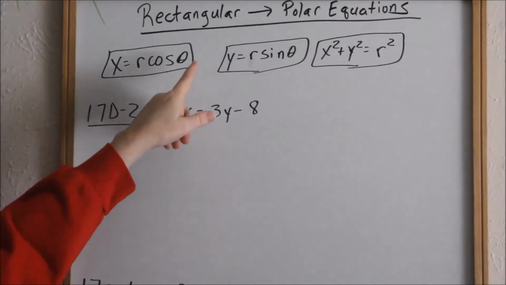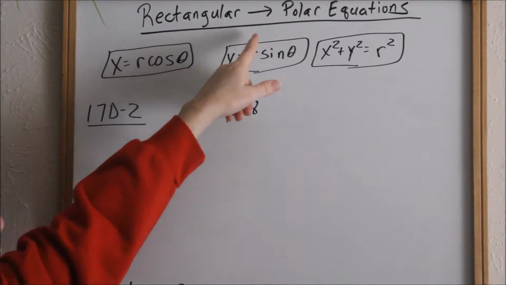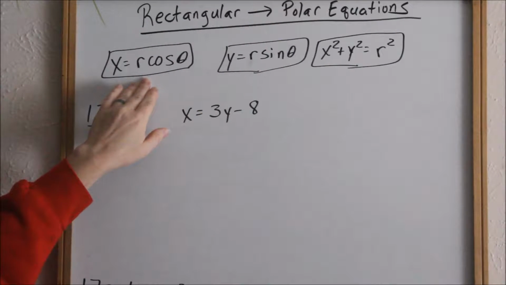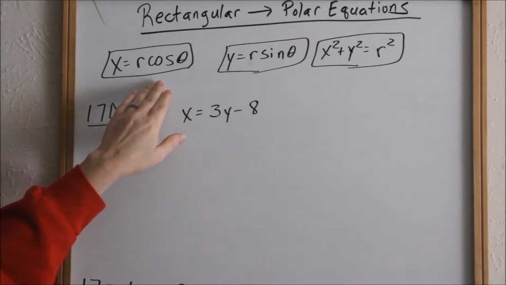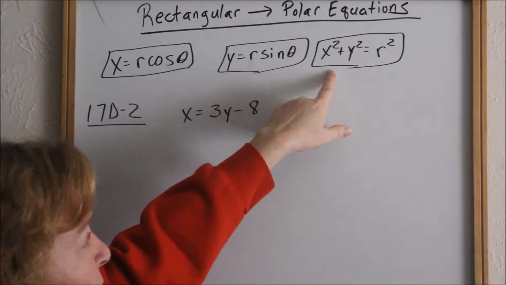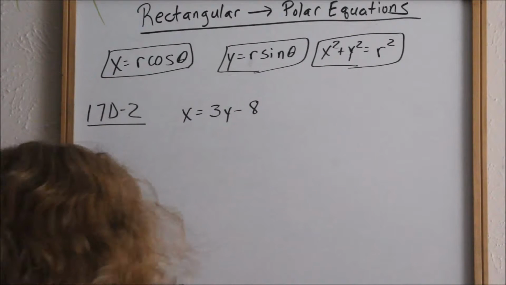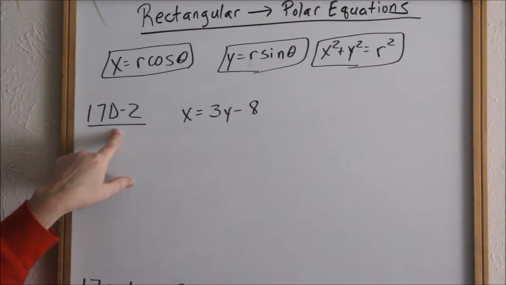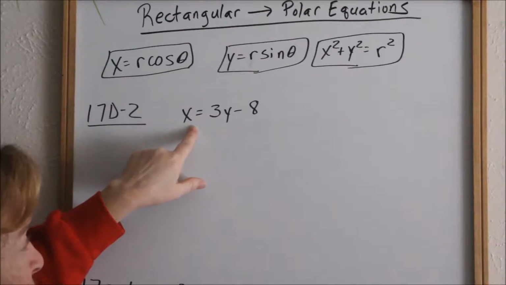Okay, we're going to be taking rectangular equations and converting them into polar equations. Remember, we will use these relationships: x equals r cosine theta, y equals r sine theta, and x squared plus y squared equals r squared. Those came from drawing the triangle. So looking at 17D2, we have this equation.